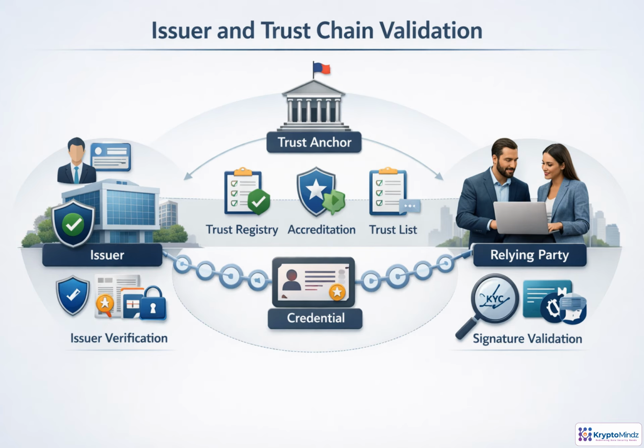When a credential is presented, the real question is, who stands behind it and who stands behind them? First, the relying party checks the issuer's identity using keys, certificates, or trust registries. Then it confirms the issuer is actually allowed to make these specific claims. Next, it validates the credential's signature and the status of the issuer's keys. Finally, it maps the issuer's and credential's assurance levels to its own KYC policy before accepting or rejecting.